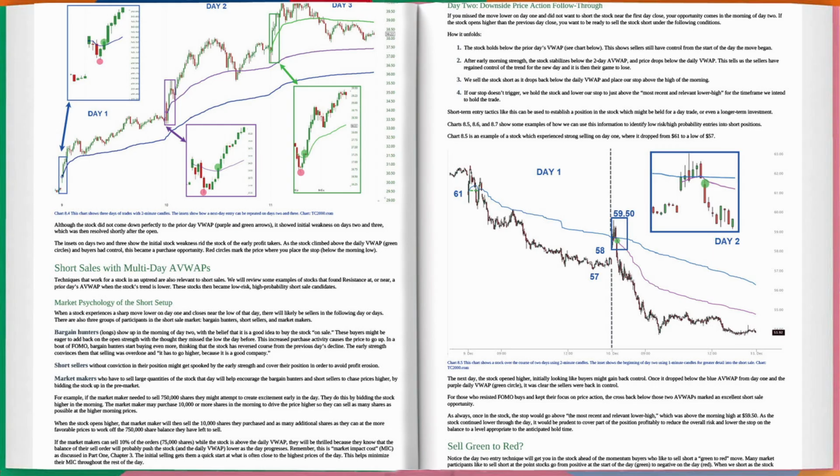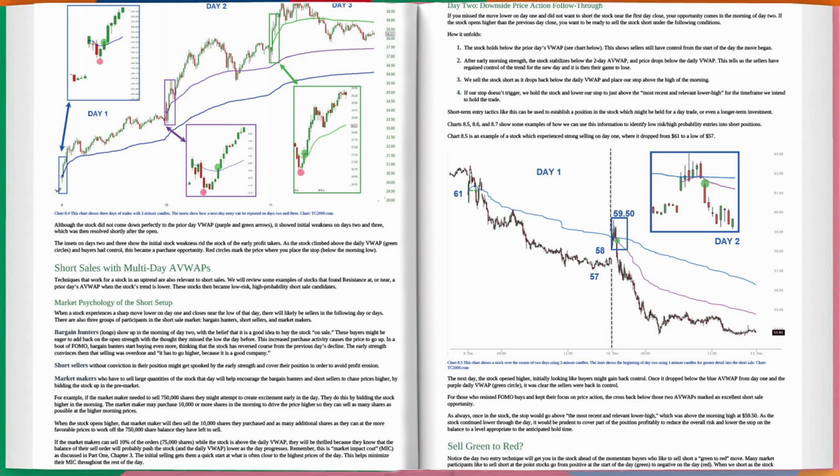These stocks then became low-risk, high-probability short sale candidates. Market psychology of the short setup. When a stock experiences a sharp move lower on day 1 and closes near the low of that day, there will likely be sellers in the following day or days. There are also 3 groups of participants in the short sale market: bargain hunters, short sellers, and market makers.